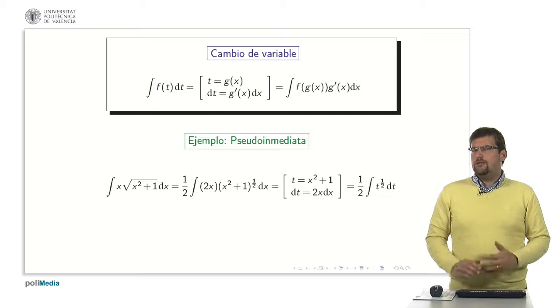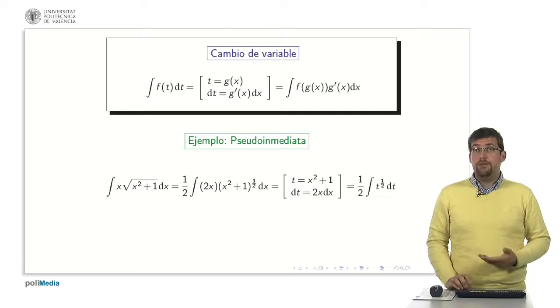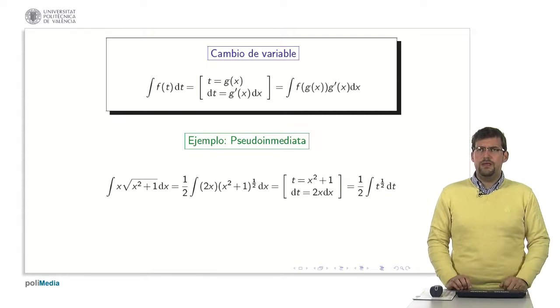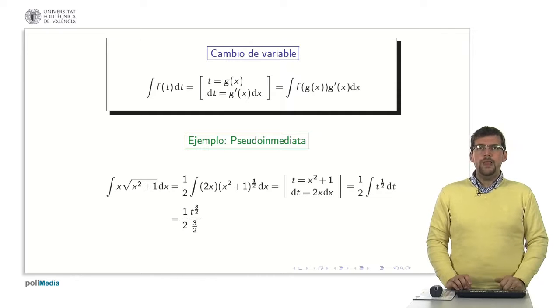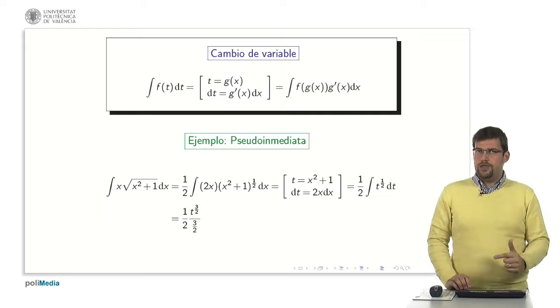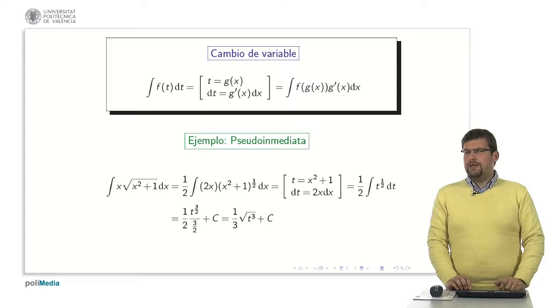Well, once we have reached this point so far, this function is an immediate function, in other words, an immediate primitive, which is of power type, and we simply apply the rules that we know of the calculus of primitives, which tell us that it would be 1 divided by 2, which is always there, and the primitive of t raised to 1 divided by 2 would be t raised to 3 divided by 2, divided by 3 divided by 2. We simplify a little bit more. We must always remember to include the constant of integration.